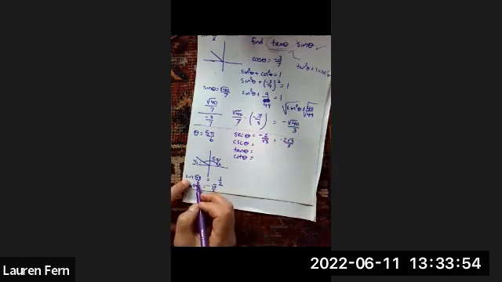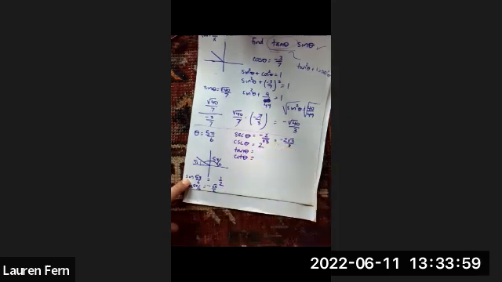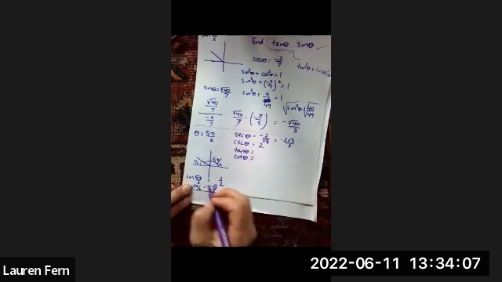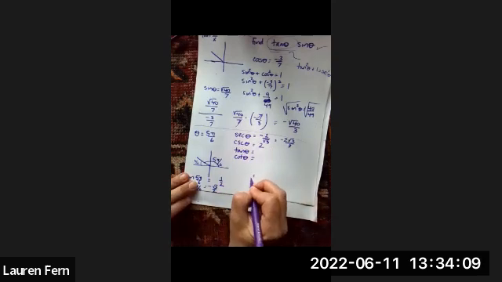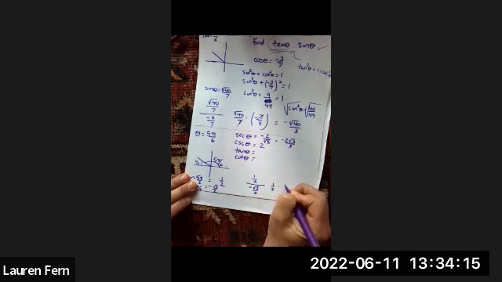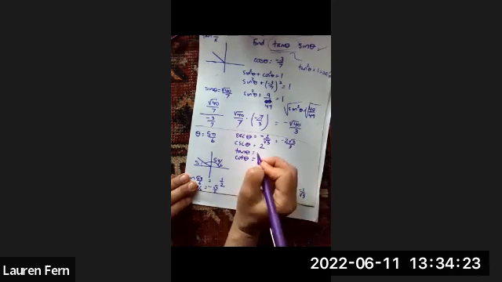The sine of 5 pi over 6 is 1/2. So the cosecant is the reciprocal, or 2. All right, we know our tangent is our sine over our cosine, and 1/2 over negative √3 over 2 is negative 1 over the square root of 3.